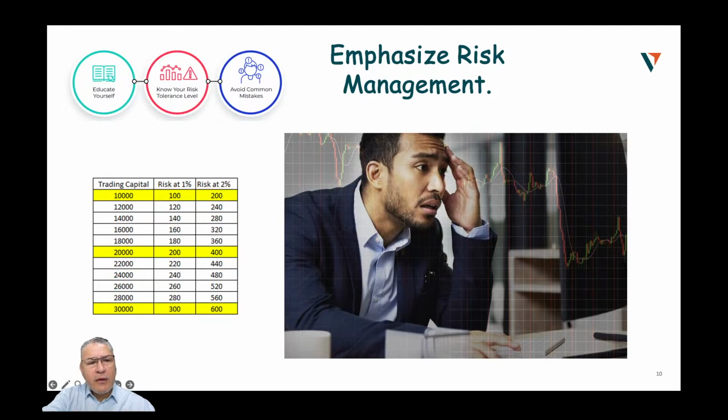So I use a 1% risk, between 1 and 2% risk of my trading capital to be allocated per trade. So if I have $10,000 in my trading account, I'm looking for each trade to be 100 of risk. So I'm looking to risk 100, and my ratio is 1 to 3. So I'm looking to make 3 times as much.